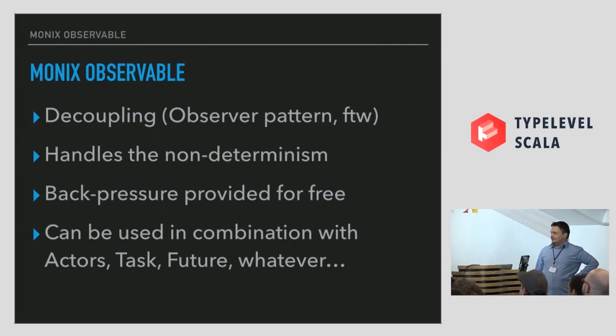Sorry. So the point is, Monix Observable handles decoupling, extreme decoupling, non-determinism, because it's the observer pattern. So it's all about the observer pattern. The observer pattern from the Gang of Four, it's about decoupling, and observable is an observer on steroids, okay? It handles non-determinism, back pressure for free, and can be used in combination with actors, task, future.